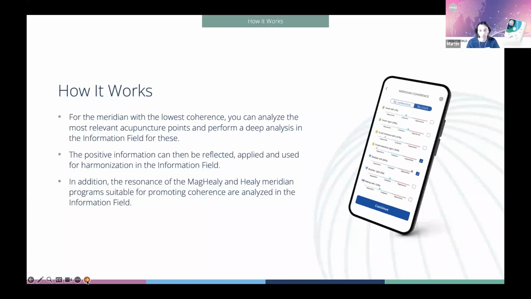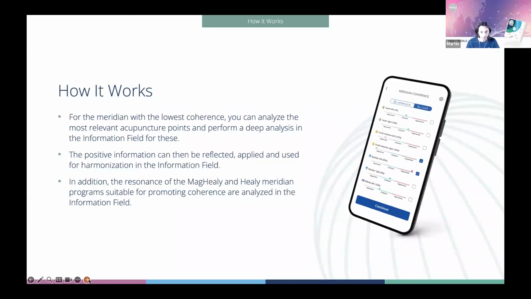And as we all know, it's very important also to know when those meridians are active. For example, the heart is from 12 to 1 o'clock. So you can also apply the Healy and McHealy meridian programs at this time. You can use those active times to stimulate the meridian with the right program. And of course, for a normal user, it's sorted by coherence, because on top you see immediately which of those meridians are incoherent.